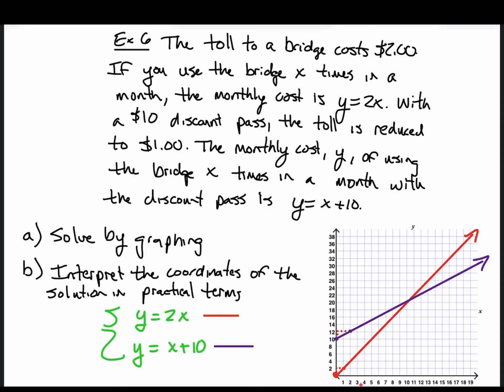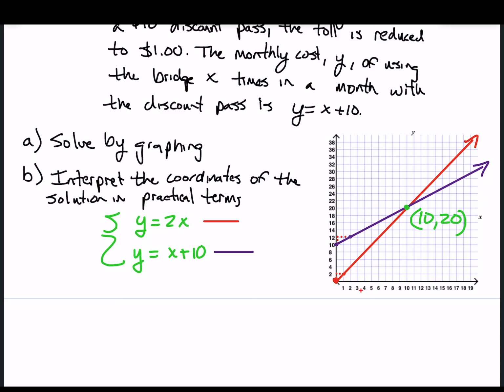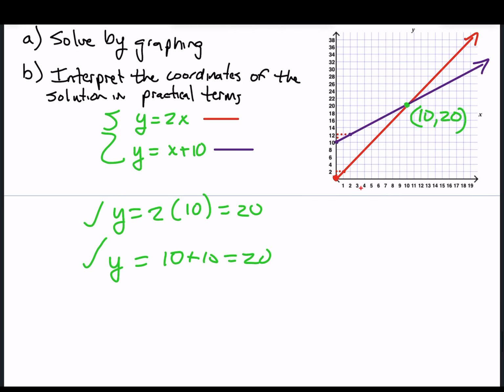First question we need to ask is, do we have a solution? And it looks like we do, and it looks like it happens at the point 10, 20. We can go and check that now. So y equals 2 times 10. Well, 2 times 10 is 20, so it checks out in the first equation. The second equation is y equals x plus 10, or 10 plus 10, which is 20. So it checks out in both equations. So 10, 20 is the solution.